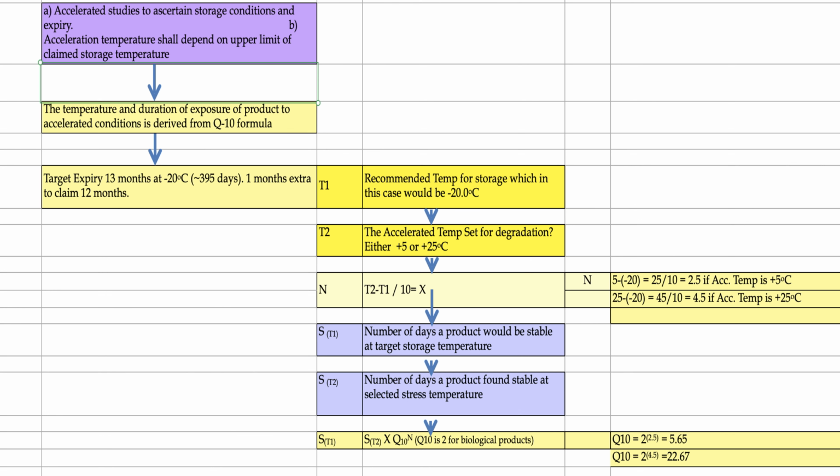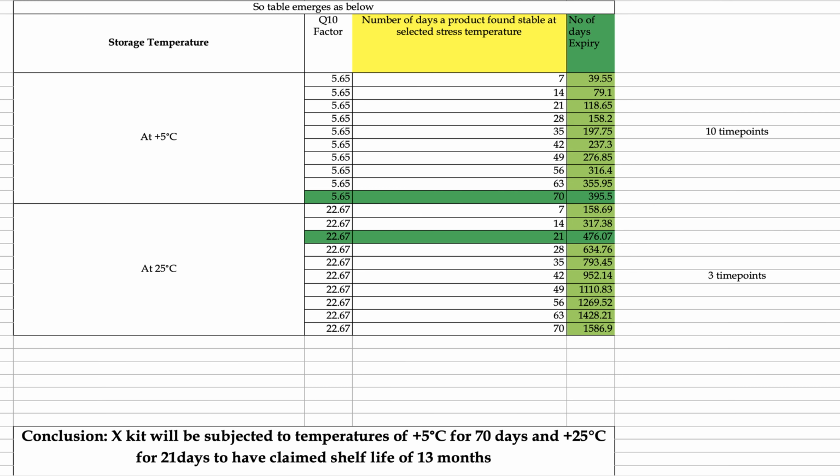So now the following table would emerge in this case. Assuming that my stress condition is at 5 degrees Celsius, my Q10 factor in this case would be 5.65. I am going to perform my accelerated stability studies after every 1 week. So you can see, my friends, I have assumed the number of days a product is found to be stable at a selected stress temperature. So I am going to calculate the number of days in terms of weeks.